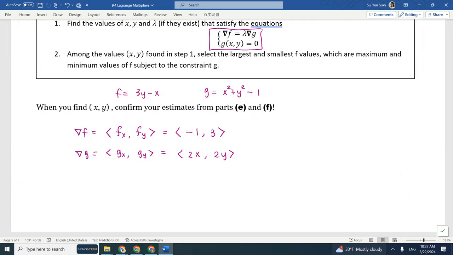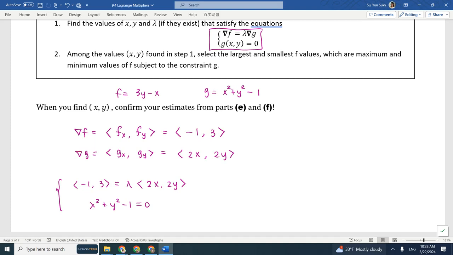This system says the gradient vector of f equals lambda times the gradient vector of g. What does that mean? The gradient vector of f is (-1, 3), and that equals lambda times the gradient vector of g, which is (2x, 2y). And then you have the constraint, g is 0, so you get x squared plus y squared minus 1 equals 0. So this is what happens if we plug in those two equations.